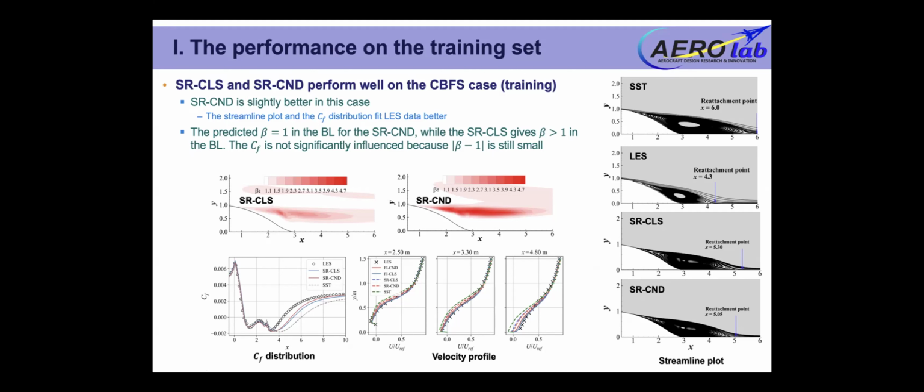And the predicted beta field equals 1 in the boundary layer for the SR-CND method, while the SR-CLS gives a beta larger than 1 in the boundary layer. However, the friction coefficient is not significantly influenced because the deviation of beta from 1 in this case is quite small, and the Reynolds number is relatively low.